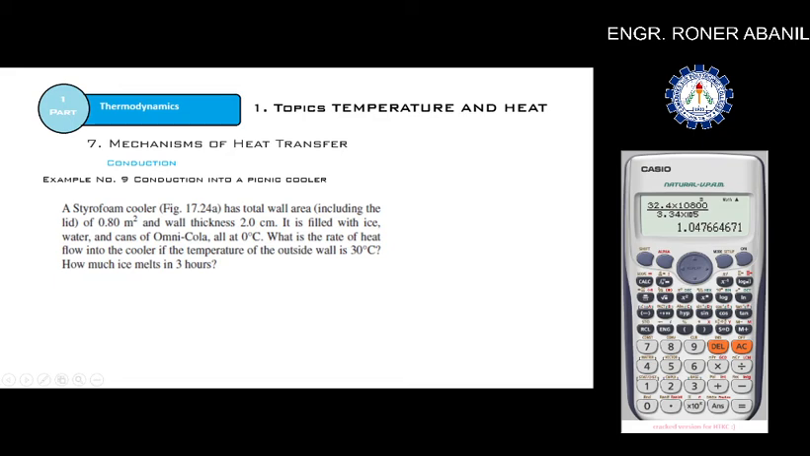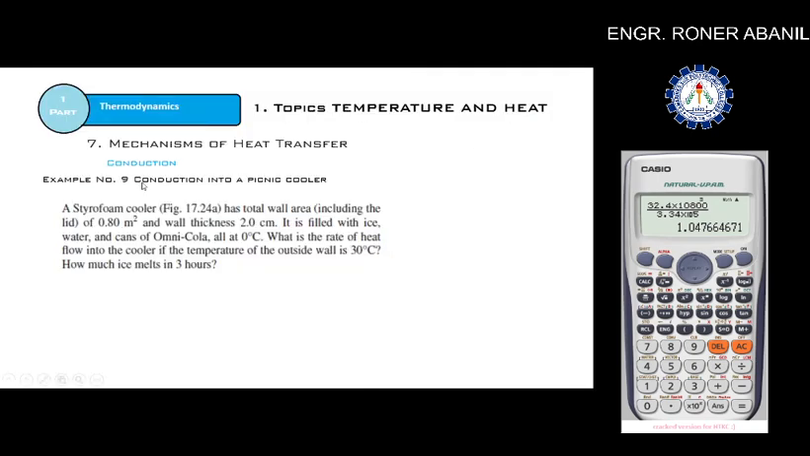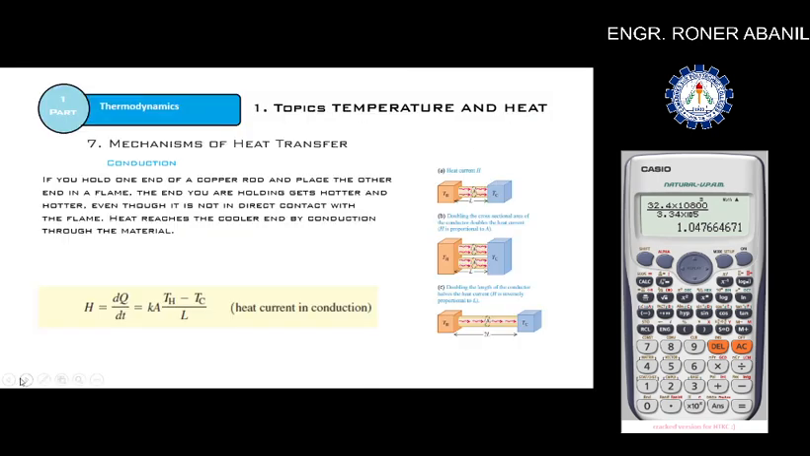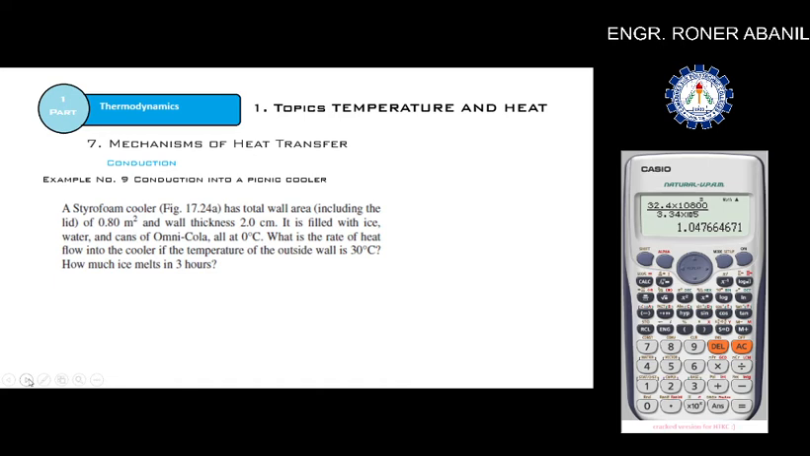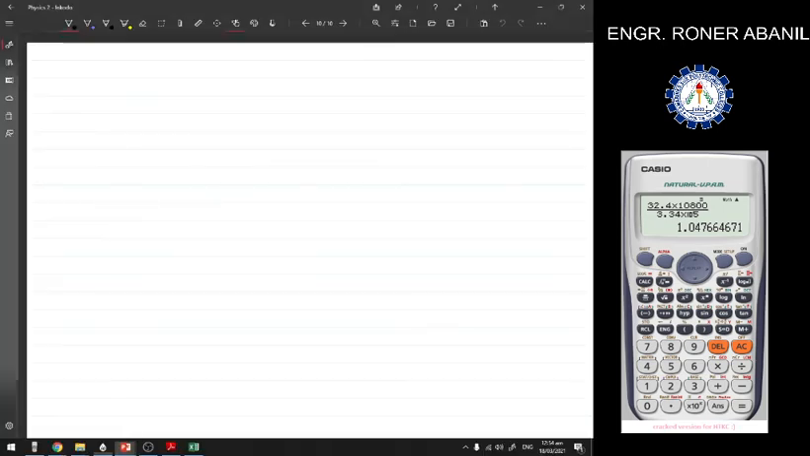So, dito maganda, i-sketch natin. Okay? Problem number 10. So, sketch muna natin. Hindi ako magaling sa sketch, pero subukan.